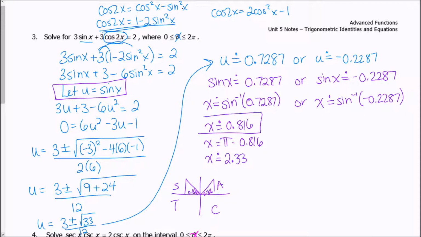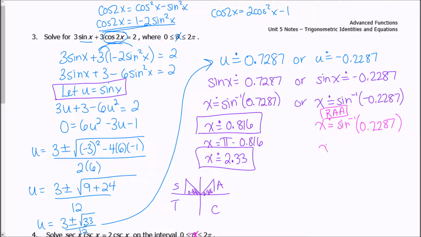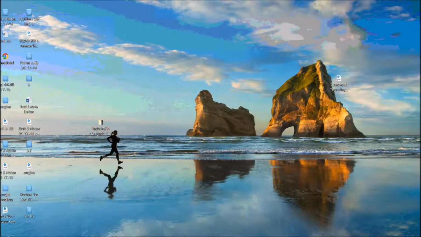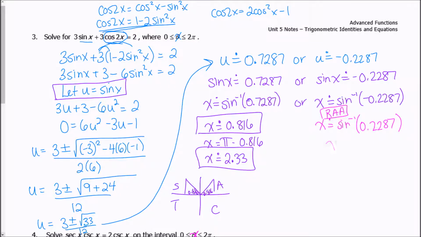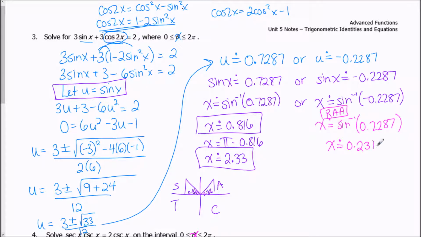Okay, so those are our 2 answers so far. Now for our second answer, I'm going to find the inverse sine of positive 0.2287 to find the related acute angle. So when I do that, I take 0.2287, take the inverse sine of that answer, and I get x is approximately equal to 0.231.